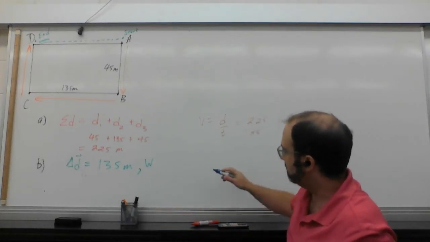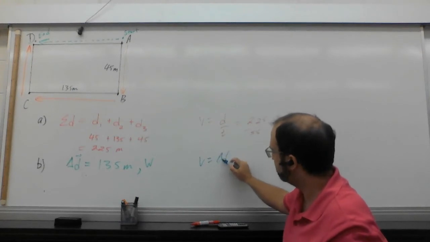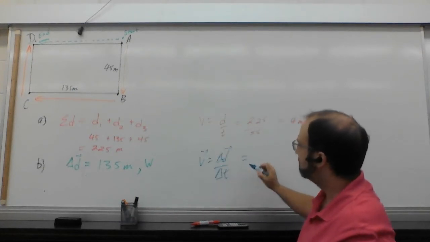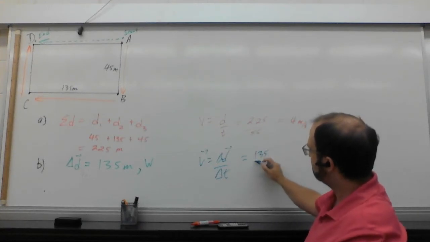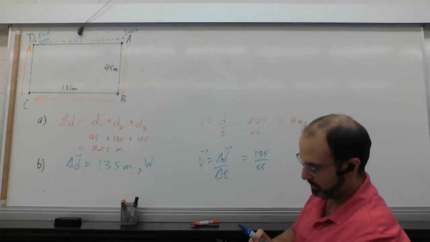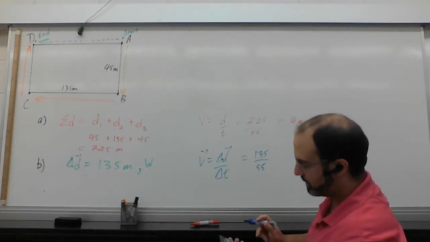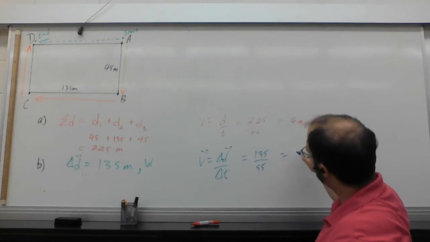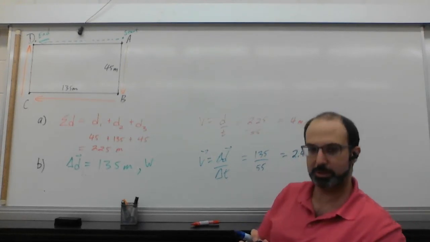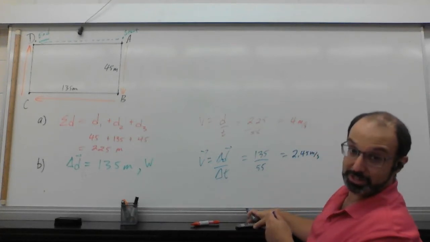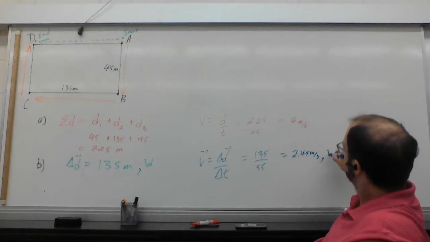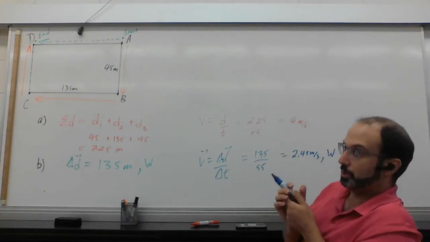What about velocity? Velocity is just delta d over delta t. Remember our arrows? Well, that was 135 in 55 seconds. So, plug that in. But we know, just from looking at this, the setup is different. We're going to get different numbers. 2.45 meters per second. What direction is it? Because we do need direction. It is still a vector. West. Because it's still west, right?